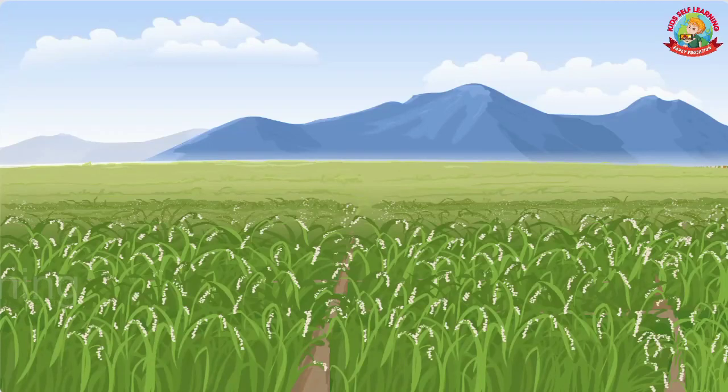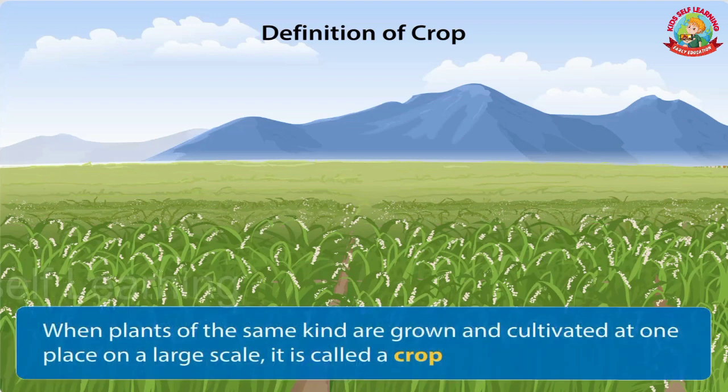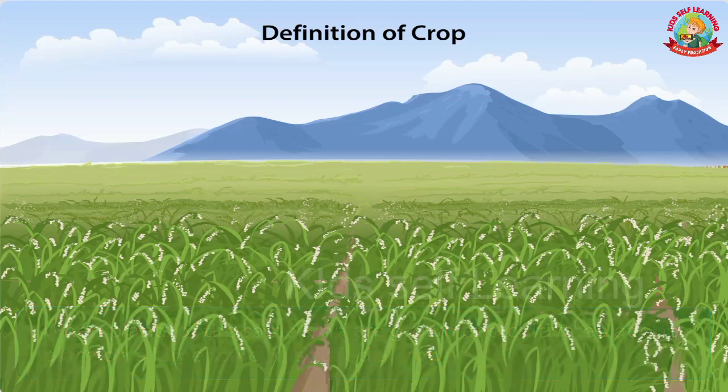Let us first learn what is the definition of a crop. When plants of the same kind are grown and cultivated at one place on a large scale, it is called a crop. For example, crop of wheat means that all the plants grown in a field are that of wheat.